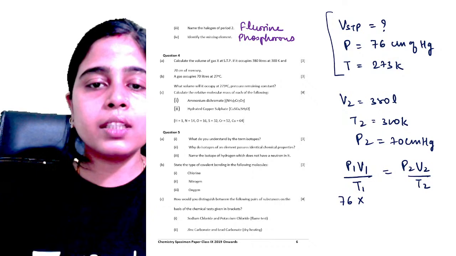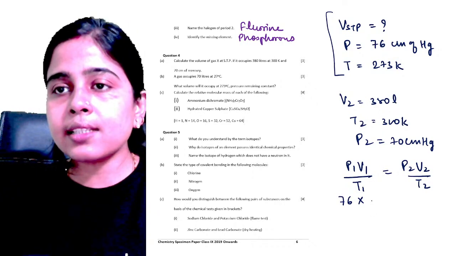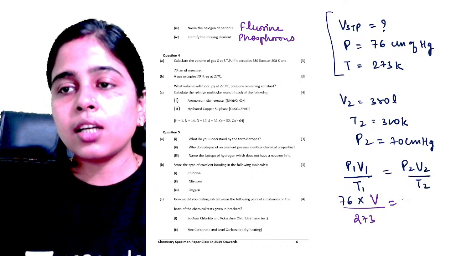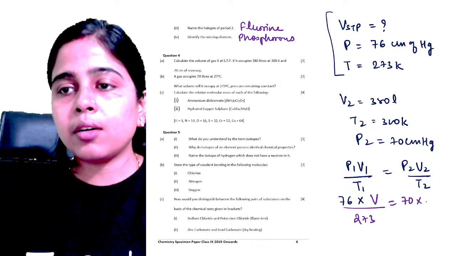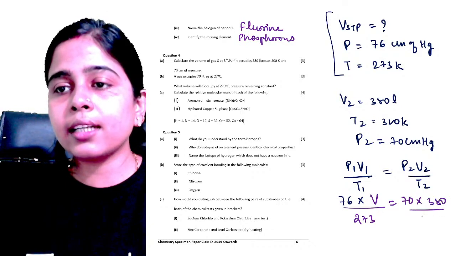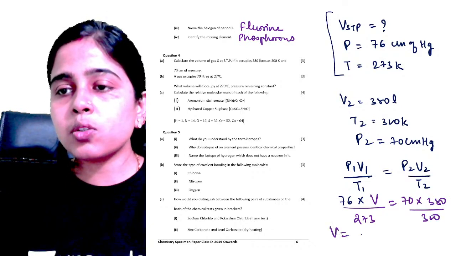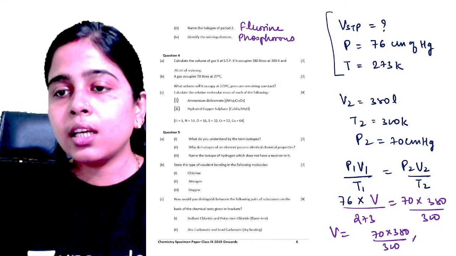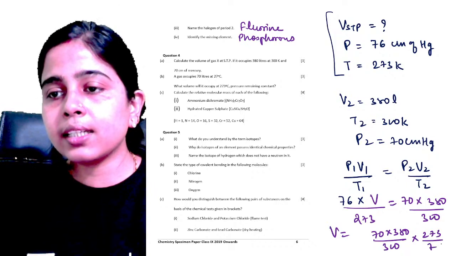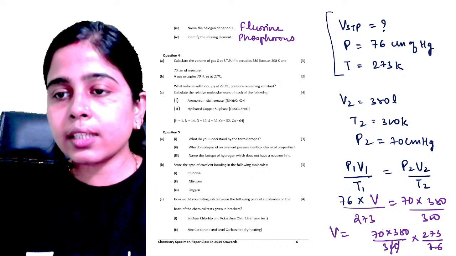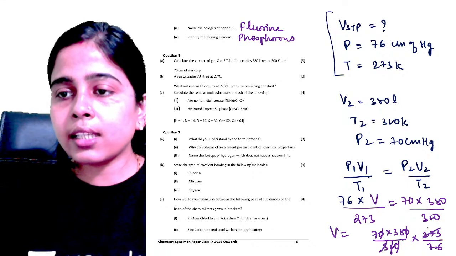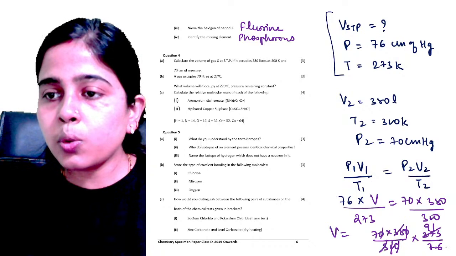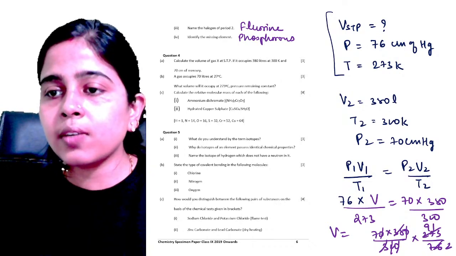Okay, so let's try to solve it. V1 we don't know, we have to find out that thing. T1 is 273. Now P2 is 70, V2 is 380 liters and T2 is 300. Let's try to solve it. So 70 into 380 by 300 into 273 by 76. Zeros cancel. 3 times 9 is 27, 1 times 38 is 38, 2 times 19. So 91 into 7 by 2.